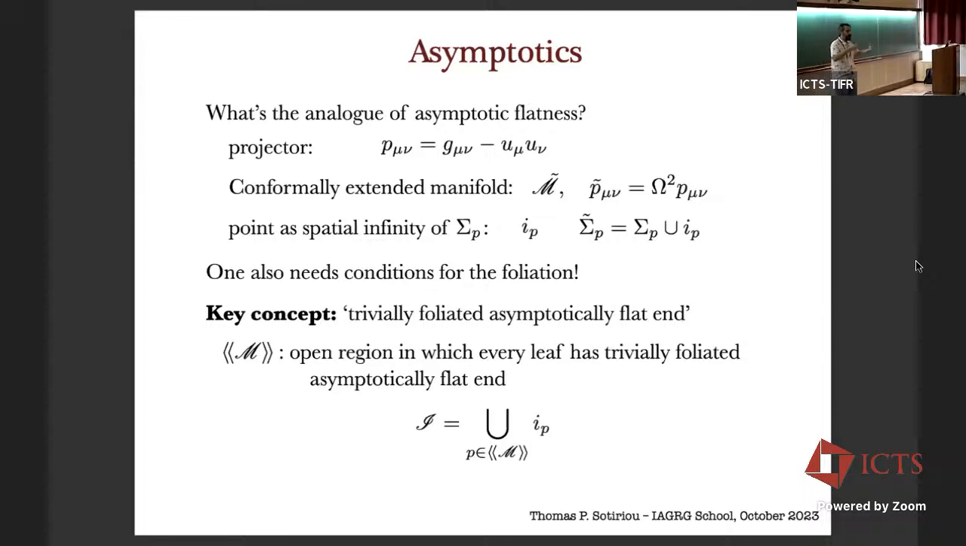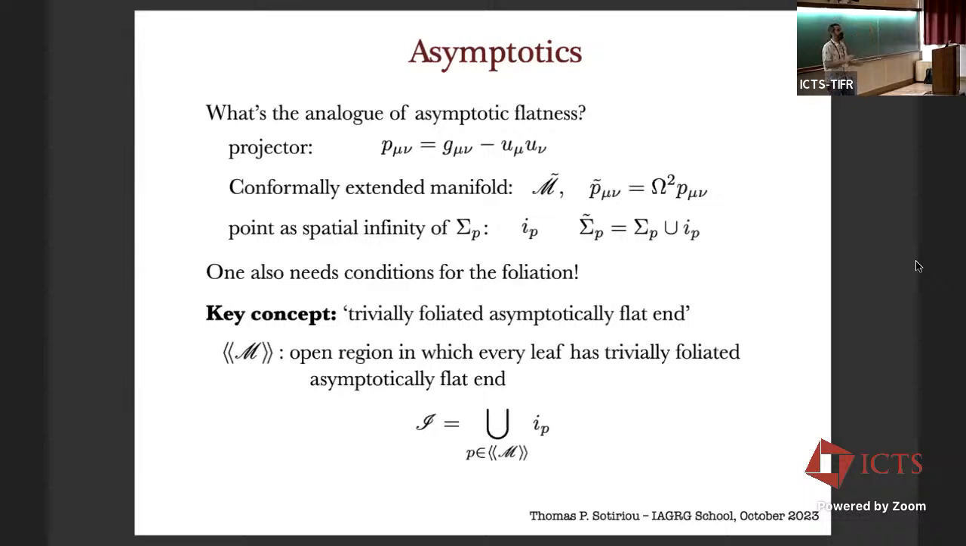So this was developed by Geroch and others in GR. You're asking basically for the leaves to be asymptotically Euclidean space, right? And then by this compactification, for every leaf, you can talk about the point at infinity, because you've mapped all of infinity to one point, which is kind of the equivalent of i naught in this case. And then you need some condition about the foliation as well. You need to talk about how the foliation behaves, right? And that comes in the guise of what we call the trivially foliated asymptotically flat end.